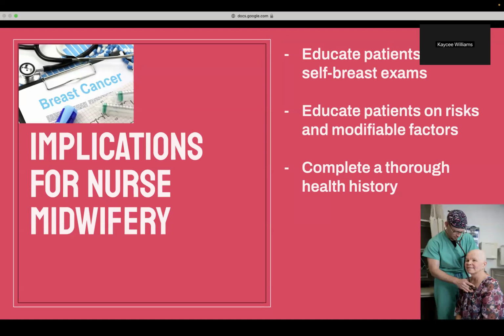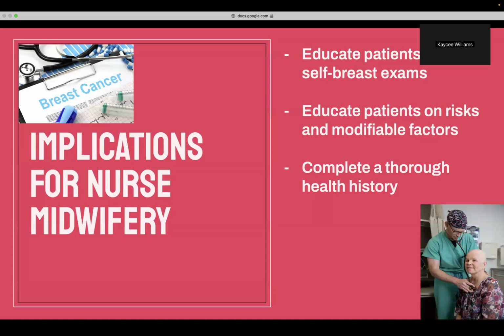The main thing is education. Educate the patient on self breast exams, and educate the patient on risks and the modifiable risk factors, especially because if they know that they're maybe more at risk because of oral contraceptives, or maybe cancer is prevalent in their family, then they need to know these modifiable risk factors in order to lower their chances of obtaining breast cancer. Not that that is 100% going to eliminate their risk, but anything helps.